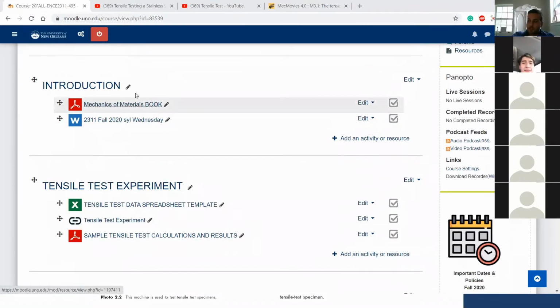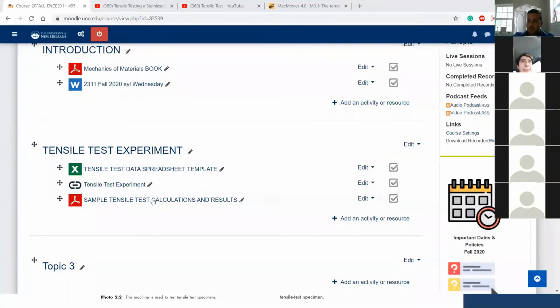Introduction section, I didn't make any updates so far, but on the Tensile test experiment, there are two files that I updated, and there's one link. So I will explain these files one by one as we go through our lessons today.